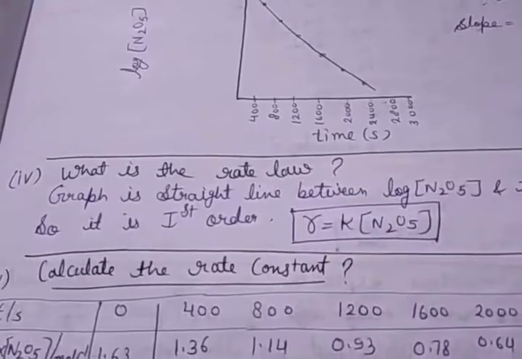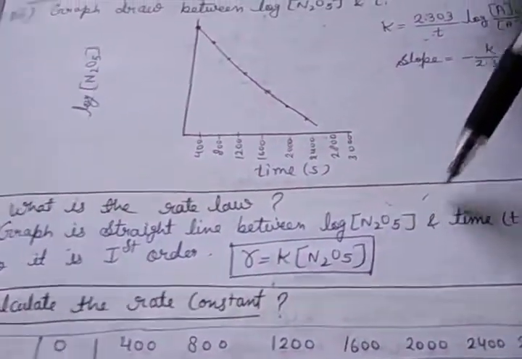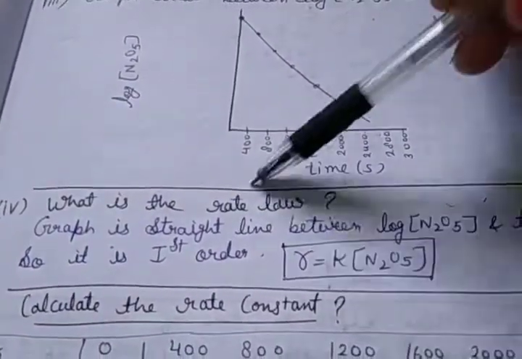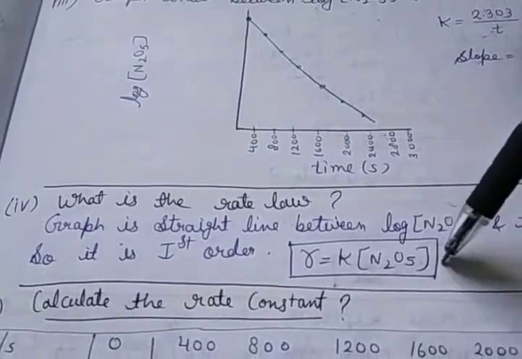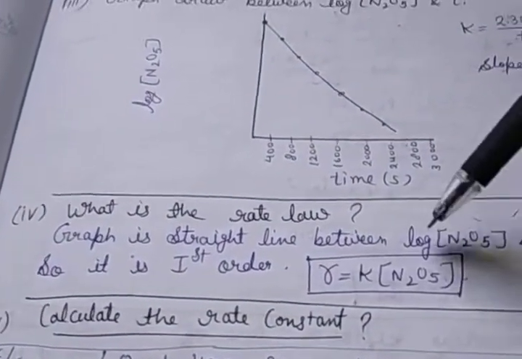Question number 4, what is the rate law? The graph is a straight line between log N2O5 and time, so it is first order. So the rate law is R is equal to k N2O5, because the rate of the reaction depends on the concentration of N2O5.